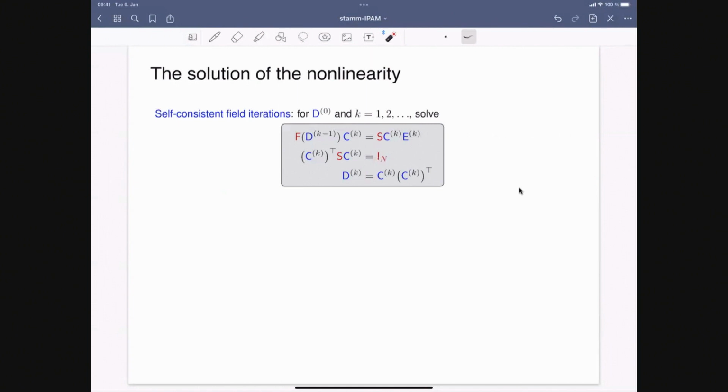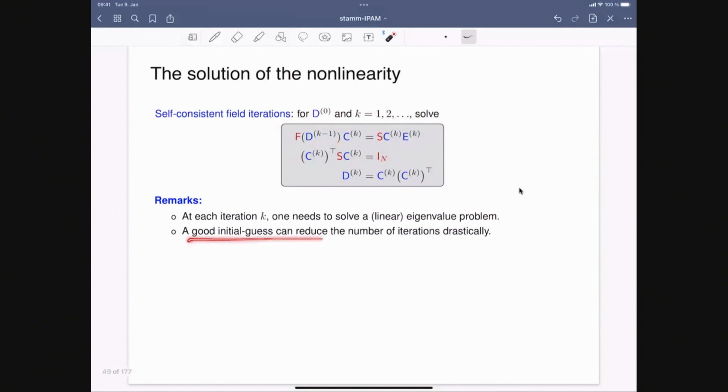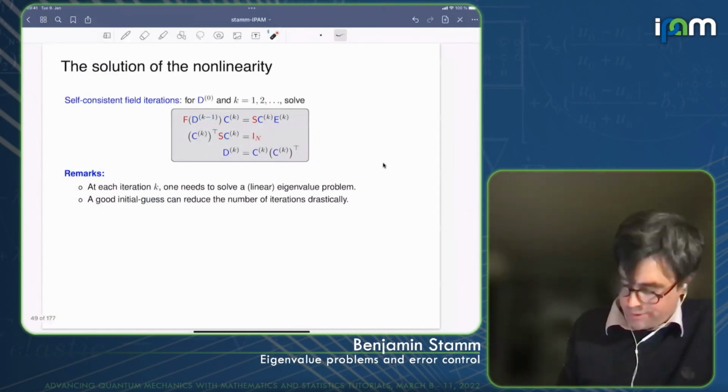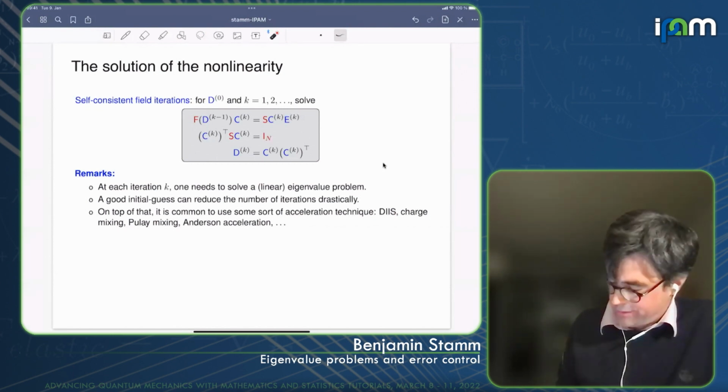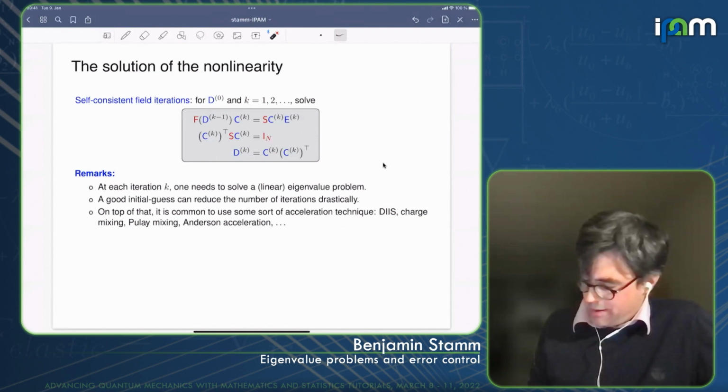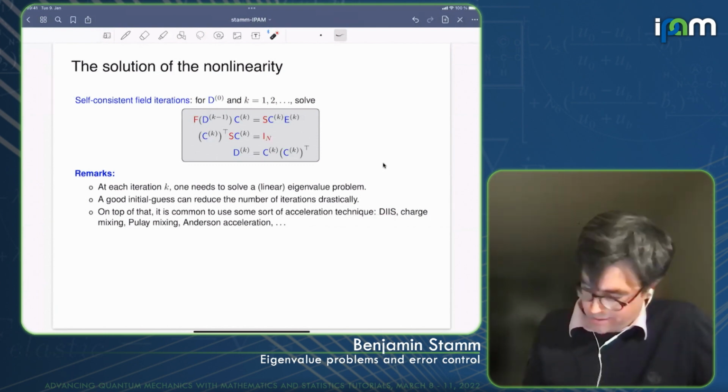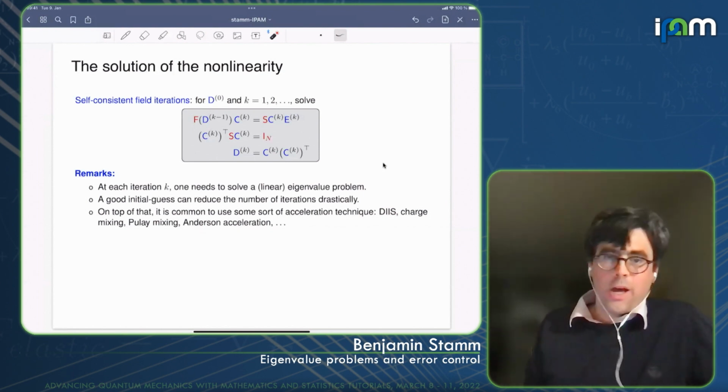This is solved mostly by self-consistent field iterations, meaning that you will start with some initial guess of the density matrix, then the diagonalization to get the eigenstates that maintain the orthonormality between the eigenfunctions, and then you build the new density matrix. So at each iteration, one needs to solve a linear eigenvalue problem. A good initial guess can drastically reduce the number of iterations, and it is common to use many different acceleration techniques, like inversion in the iterative subspace, DIIS, or charge mixing, Pulay mixing, Anderson acceleration, and combinations of all this.